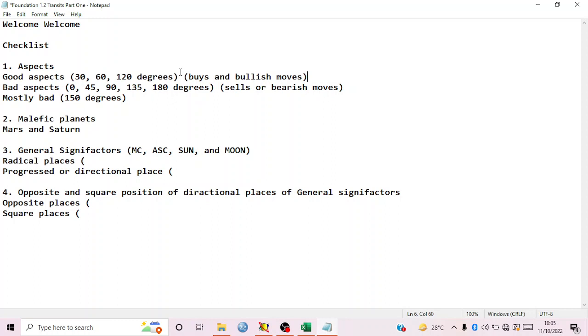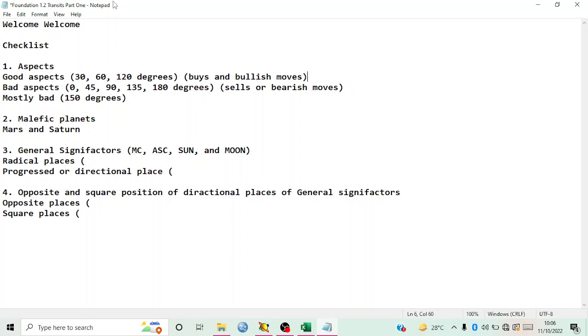Now the other thing I need to emphasize is that they are on checklist 2. There are planets that are referred to as malefic planets, right? Malefic planets are literally bad planets. There are only two of them, the baddest: Mars and Saturn. So whenever in future videos we're referring to malefic planets, always remember we're talking about Mars and Saturn. That's one highlight I need to make.